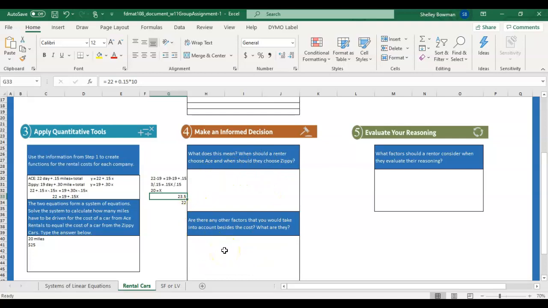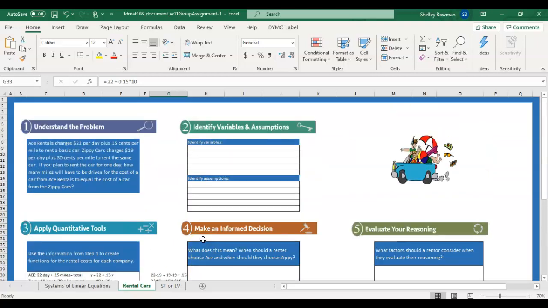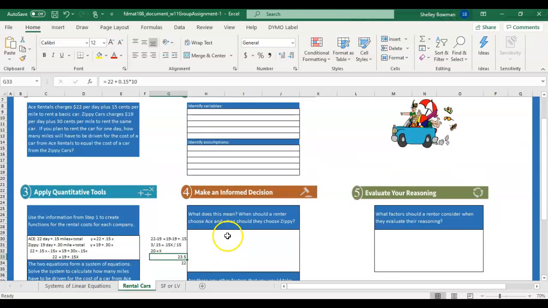And again, as I've changed all of my numbers from the beginning, your numbers will be different, and that might change things with ACE and Zippy. So I hope that helps with tab number 2.